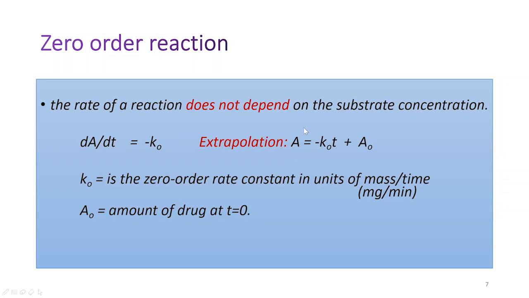Now we will not go into the derivation or extrapolation. I just want you to remember this formula and also this formula. In this formula, the K0 here represents the zero order rate constant in units of milligram per minute, and the A0 is the amount of drug at time zero, meaning the initial amount that is being given to the patient.